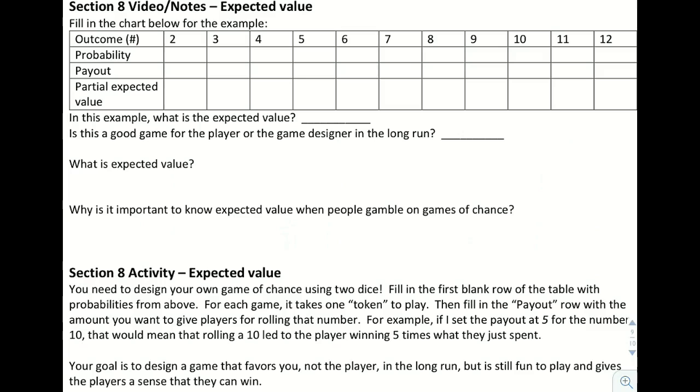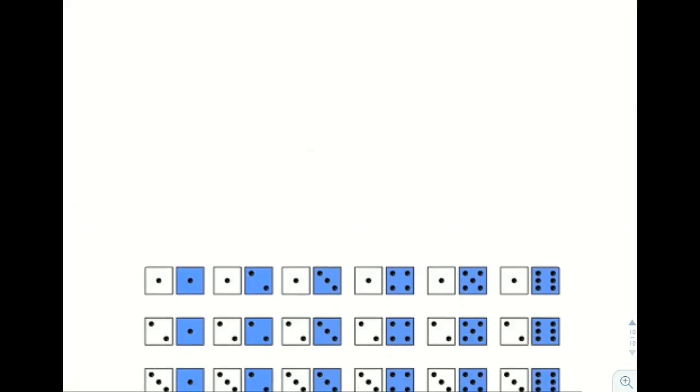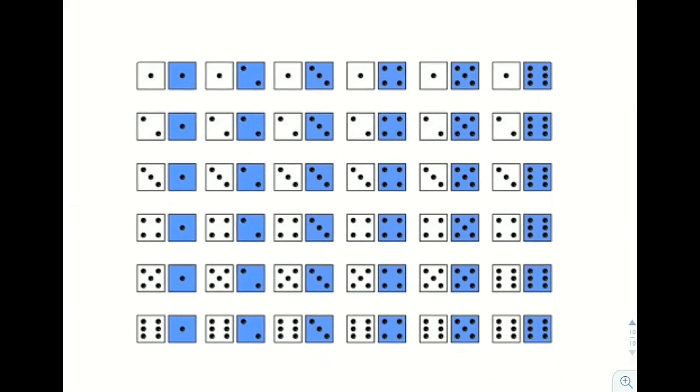So we have this chart here. It says outcome number 2 all the way through 12 and the probability of each. We want to be able to fill that in. In order to do that, I put in this chart here, so you won't have this, but we can just kind of follow along together.